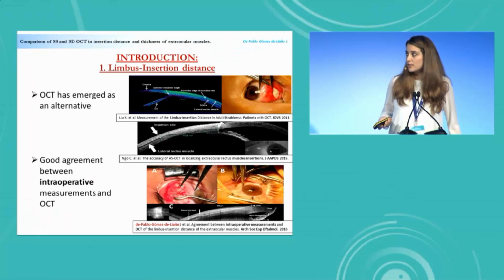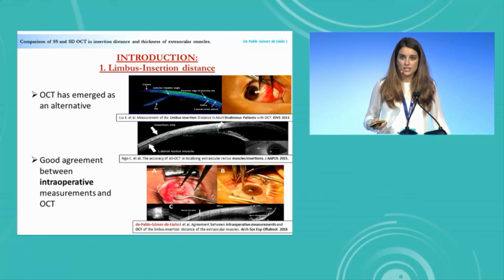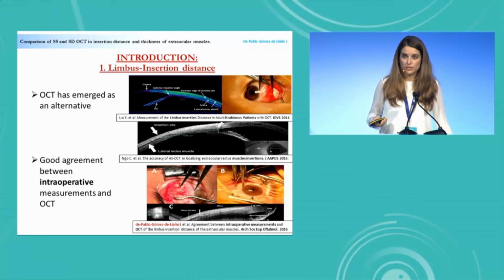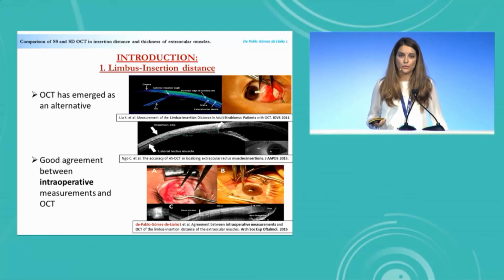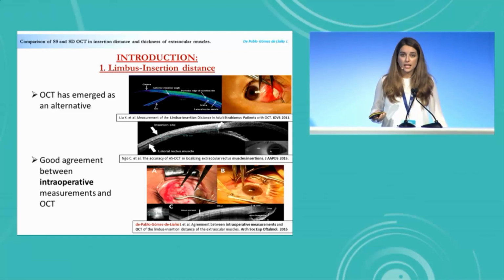I'd like to start by talking about how the OCT has emerged as an alternative for the assessment of the extraocular muscles in recent years. To date, some authors have focused on two parameters. The first parameter was the limbus insertion distance, which was measured by the pioneer Liu et al. In this and the following studies shown on this slide, good agreement was found between intraoperative measurements and OCT in the limbus insertion distance, even in eyes that have undergone previous surgery.